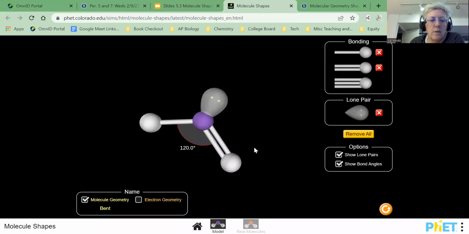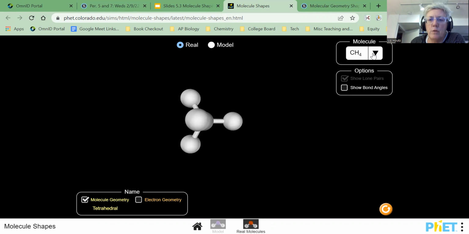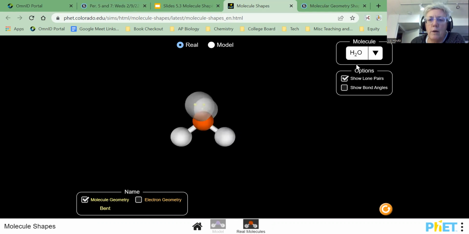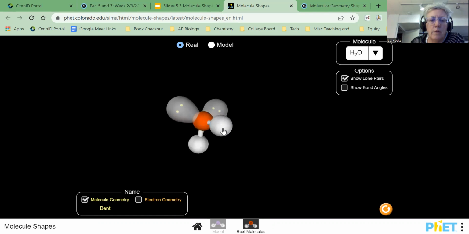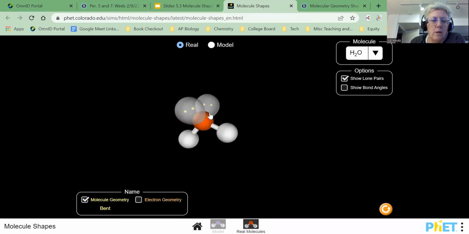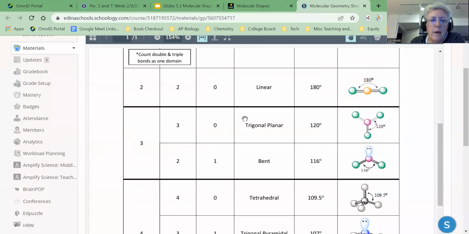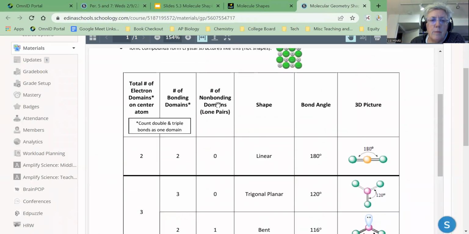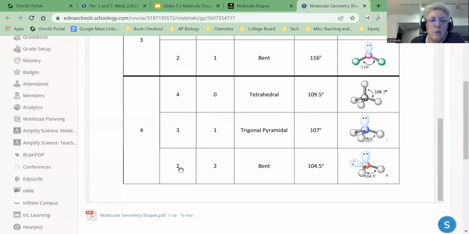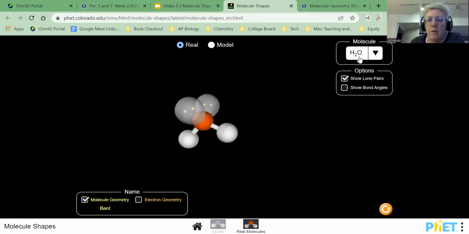So let me show you these on this PhET thing. Okay, I'm going to switch this to real molecules. And I'm going to say, show me water. All right, there's water. I know that you know how to draw the Lewis dot structure of water, but there's 2 bonds and 2 lone pairs. So the name of that is bent. And if you looked on your chart and you had number of bonding domains, number of lone pairs, water's got 2 bonds and 2 lone pairs. The name of that shape is bent. Okay, let's do another one.